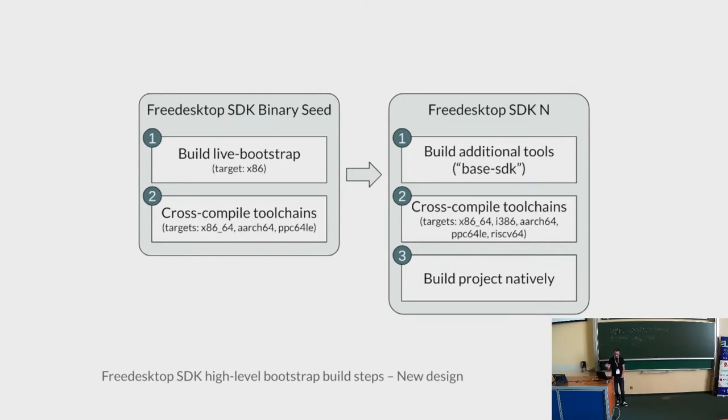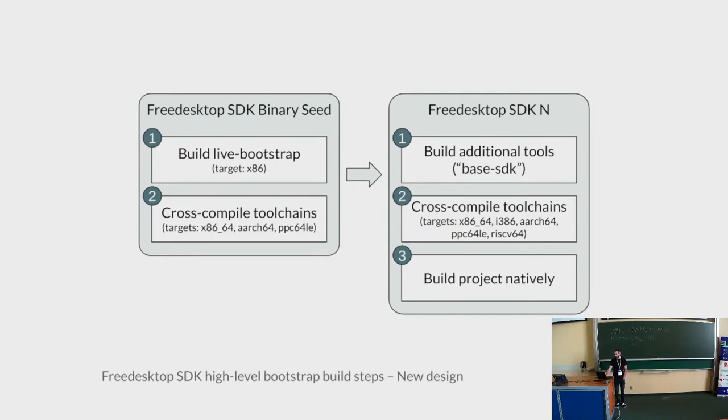If you look at the target architectures, then Live Bootstrap is limited to x86. It can only be built on x86. So from x86, we cross-compile basically as many architectures as we want. Currently, we have the three that are mentioned. And then we have basically Freedesktop SDK build natively for each architecture. And this is where the additional tools are built.